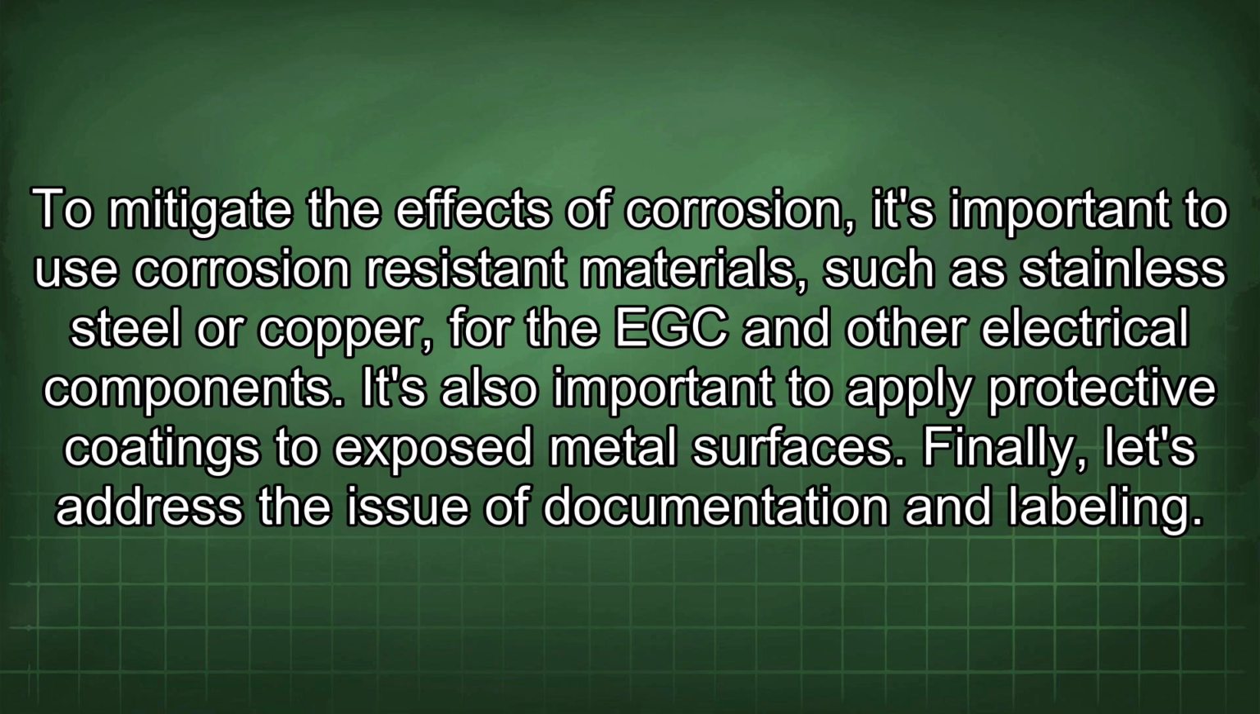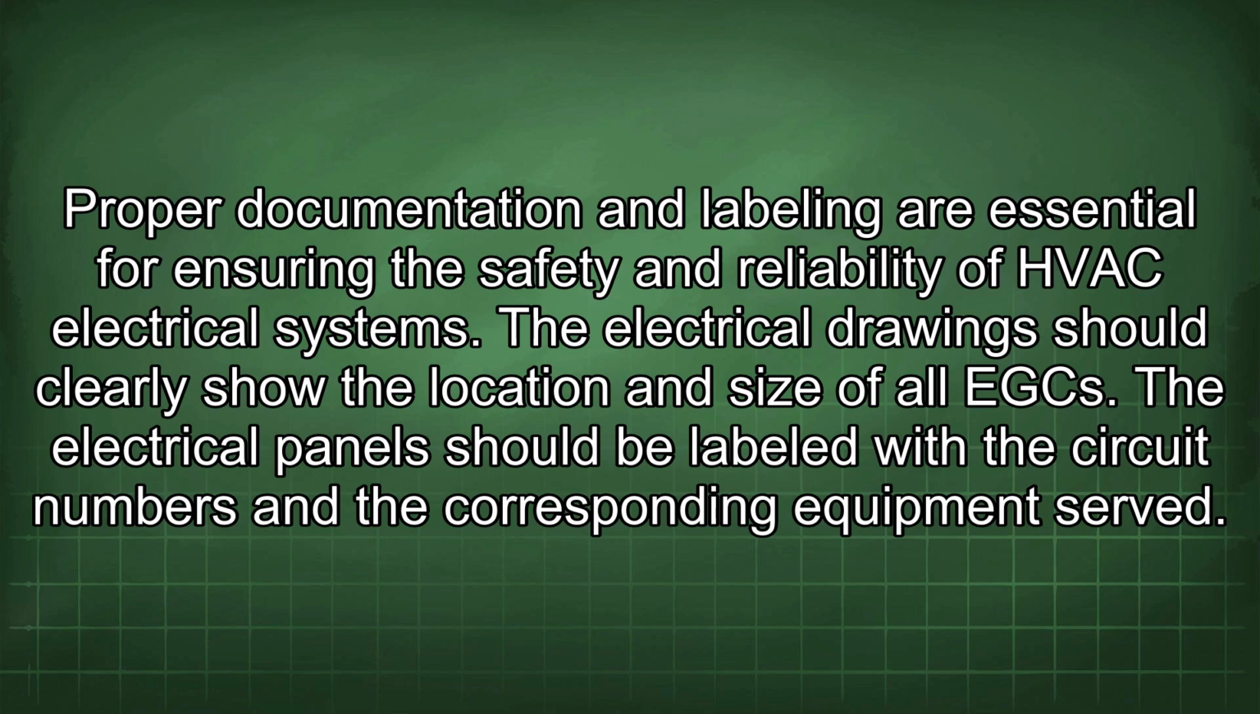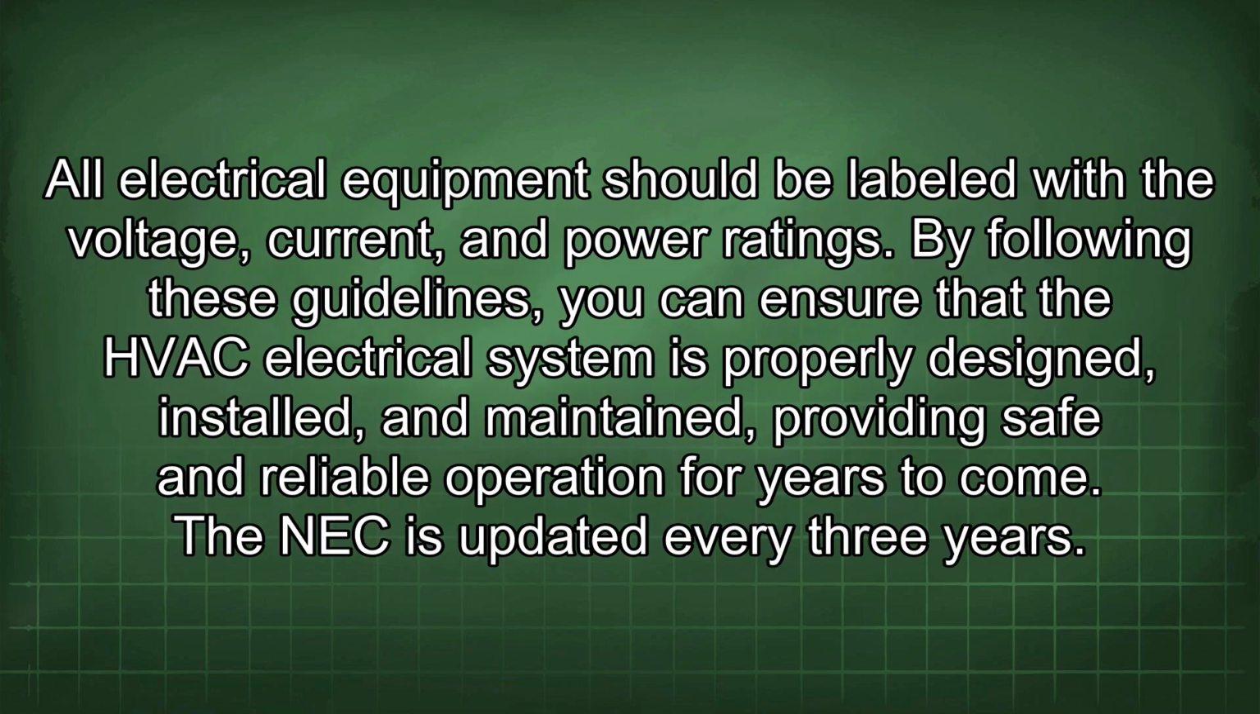Finally, let's address the issue of documentation and labeling. Proper documentation and labeling are essential for ensuring the safety and reliability of HVAC electrical systems. The electrical drawing should clearly show the location and size of all EGCs. The electrical panel should be labeled with the circuit numbers and the corresponding equipment served. All electrical equipment should be labeled with the voltage, current, and power ratings. By following these guidelines, you can ensure that the HVAC electrical system is properly designed, installed, and maintained, providing safe and reliable operation for years to come.